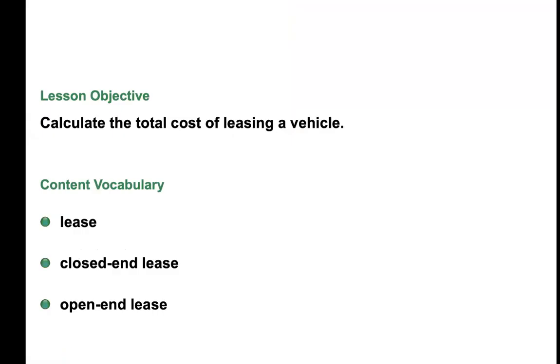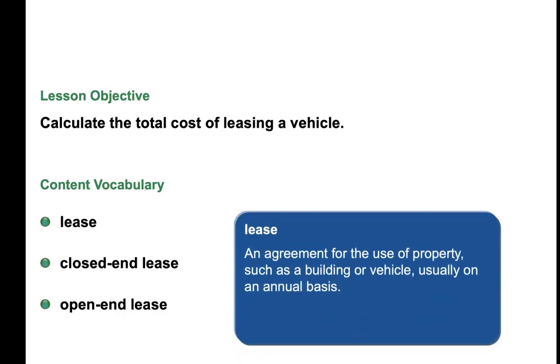So the objective for 9.6 is to calculate the total cost of leasing a vehicle. So that is what 9.6 is about, is leasing a vehicle. You can buy a vehicle or lease a vehicle. Those are long-term things. Or rent, which is a short-term thing. A lease is an agreement to use property, such as a building or vehicle, usually on an annual basis. Okay, you've signed a lease before, when you have an apartment.